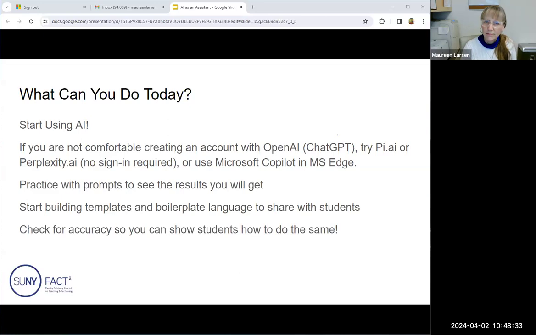All right, so starting today, what can you do? Start using AI. I know sometimes people don't want to share their own information. My students, many of them didn't want to create an account. So you can try one called pi.ai, which is supposed to be the empathetic, personal AI. If you haven't seen it, you have to give it a try. It also has a voice that can speak to you in any sort of accent that you'd like to choose.